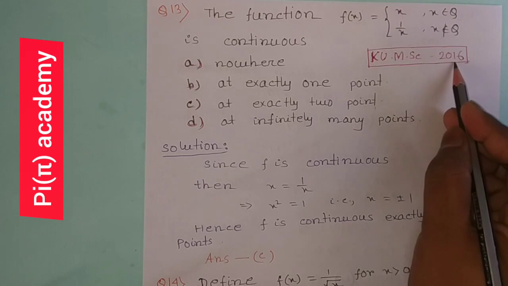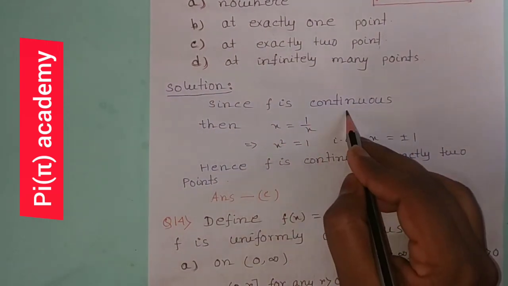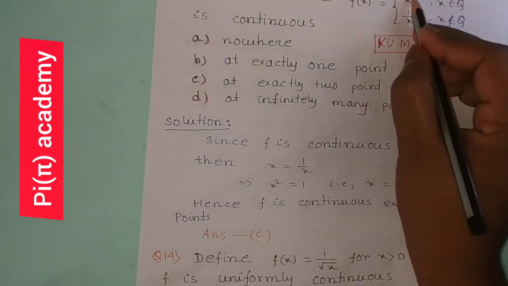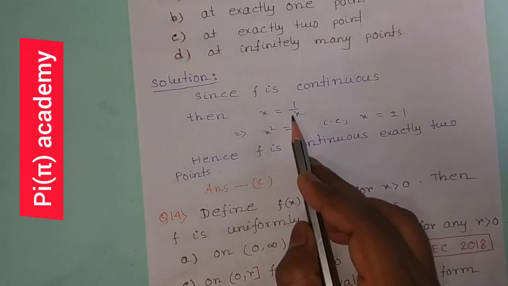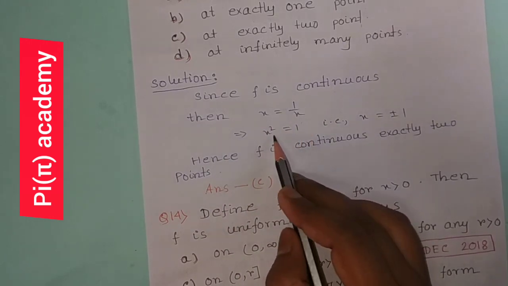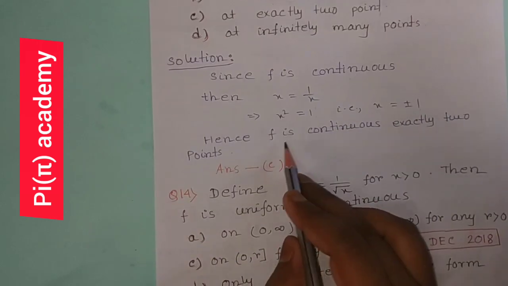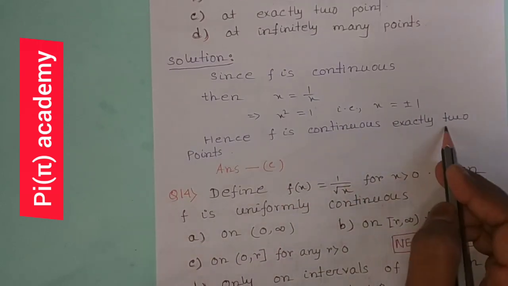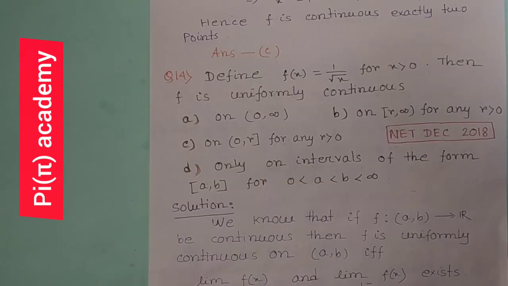KUMSC 2016. Solution. Since f is continuous, therefore x and 1 by x are equal, then x equals 1 by x, x square equals 1, that is x equals plus minus 1. Hence f is continuous at exactly 2 points. The option C is true.